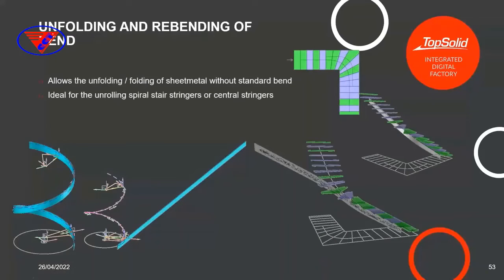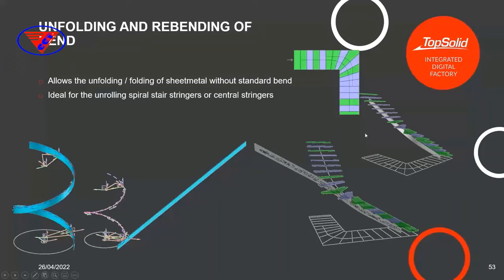Next, unfolding and rebending of a bend. So we've always had the ability to unfold and refold a bend, but it had to be a bend. Okay? So in this case, when we want to unfold something that's not really a bend, it's more of a forming, for example. It's not really a forming either. It's just somewhere in between all of that. We had to make a command for that. Okay? Where this is ideal for is unrolling a spiral staircase for stringers or for central stringers.